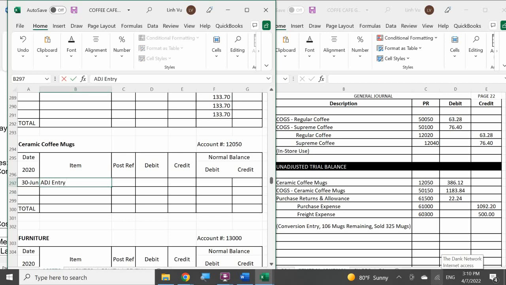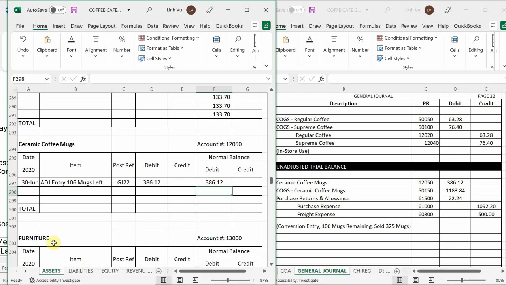And you can say that you have 106 mugs left, or you can say ending balance, whichever makes more sense to you. Okay. How much was your total account balance for your ending ceramic coffee mugs? $386.12. And it's a debit. $386.12. Okay.